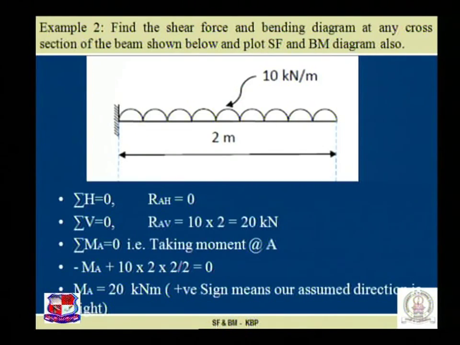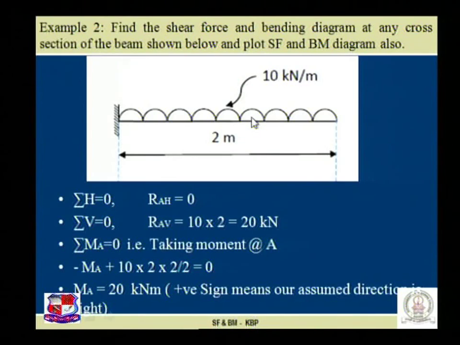Next problem. For this given cantilever beam, subjected to the UDL of 10 kilonewton per meter, the length of the beam is 2 meter. Only one load is acting, that is the UDL.